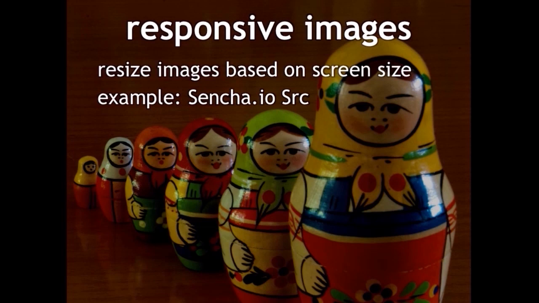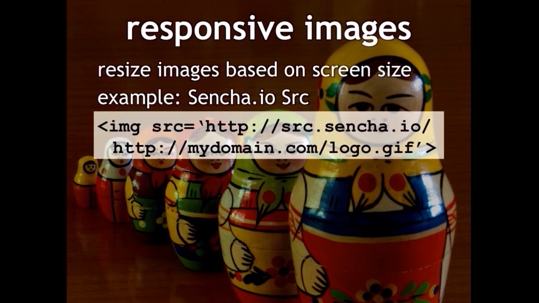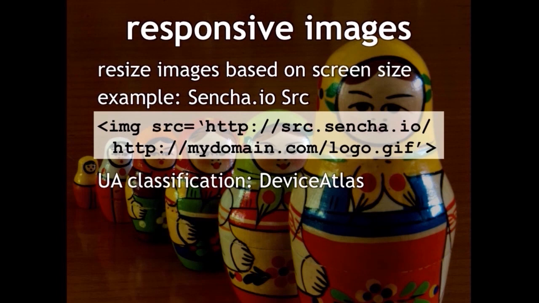My favorite is this one from James Pierce that used to be called Tiny Source. He's over at Facebook now, but when he got employed by Sentia, they took it over and now they call it Sentia IO Source, where all you do is you preface your image URL with source.sentia.io. And what happens is when the request goes through their reverse proxy, they look at the user agent and they can figure out 90% of the time, 95% of the time, the screen size for the device for the browser that the user is coming from, and they can resize the image appropriately. They use Device Atlas, another creation from James, to do that user agent classification.